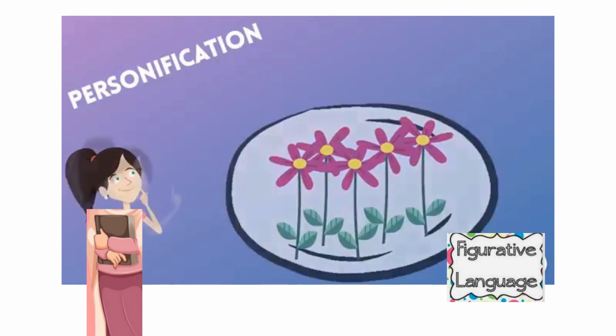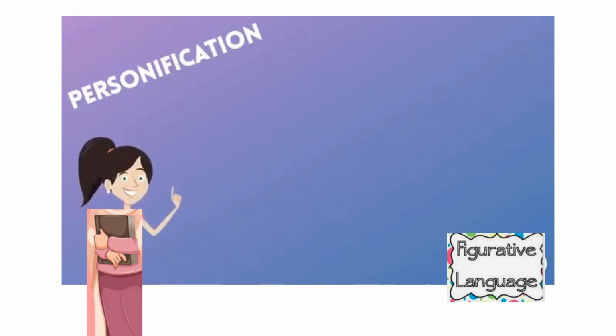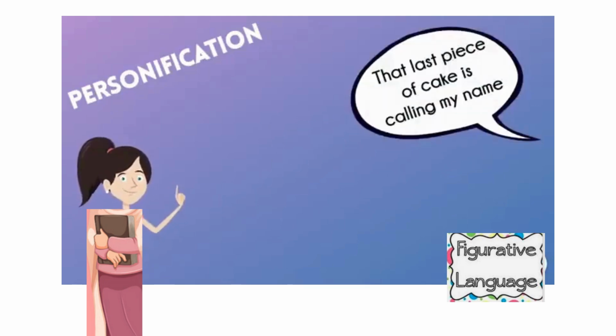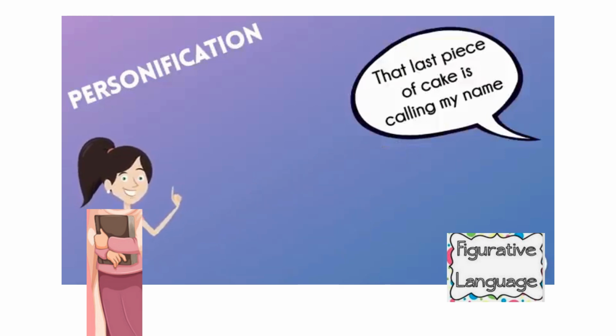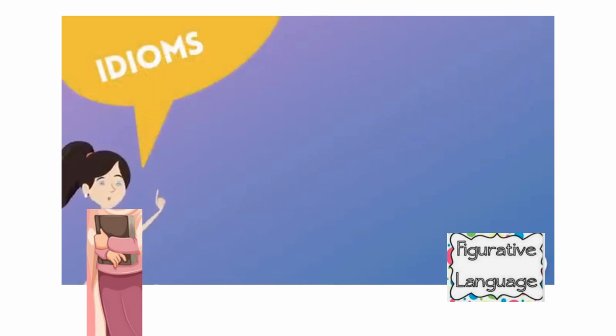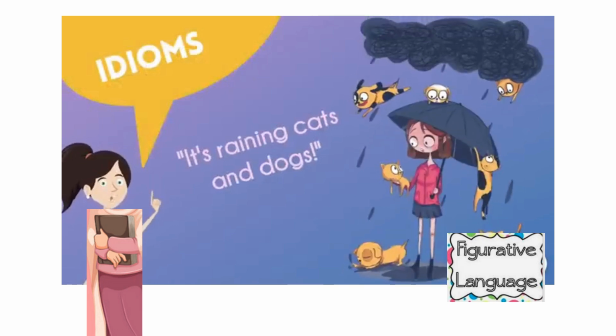This creates an image in the reader's mind of flowers moving about gently in the blowing breeze, as though they are dancing. Sometimes we even use personification in our daily speech, when we say things like, "That last piece of cake is calling my name." The cake isn't really calling out someone's name, but this personification of the cake emphasizes that the last piece of cake is very tempting. Have you ever heard someone say, "It's raining cats and dogs"?